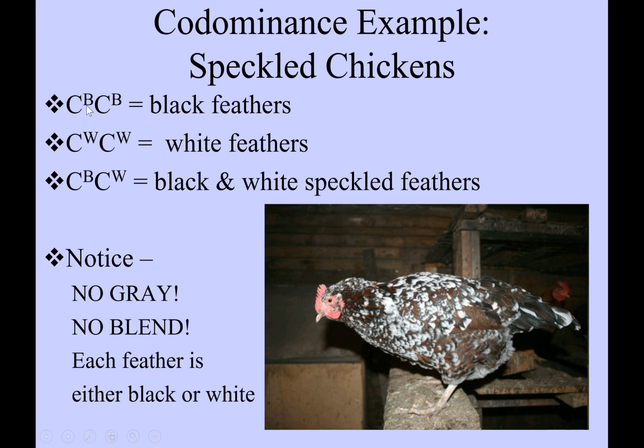If your chicken was CB CB, it would have black feathers. If your chicken was CW CW, you would have white feathers. And if your genotype was CB CW, it would be black and white speckled feathers, or it would look like this. So in this case, now you're not getting a gray chicken. There's no blending, but you actually have a chicken that has feathers that are white and feathers that are black. So both traits are expressed here. Both alleles are here. You don't have a blending like you did with the flowers. You have a representation of the white allele and the black allele all in one organism.